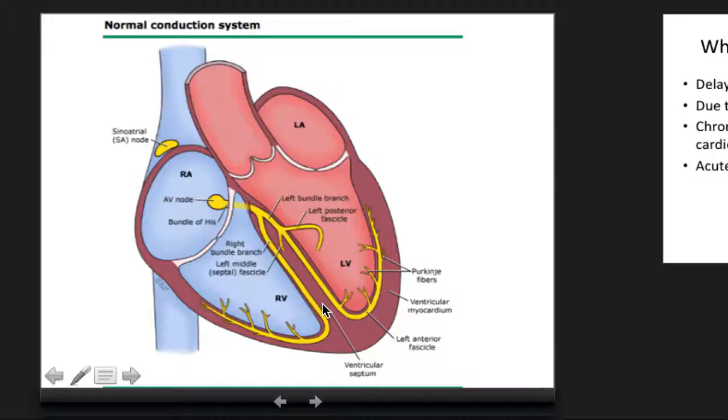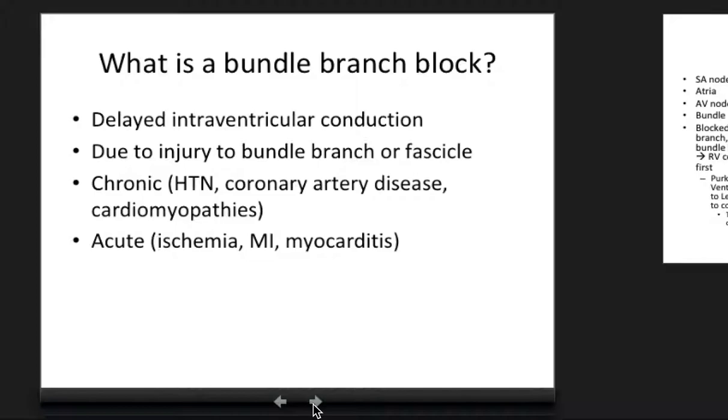This is also reflected in the EKG. So remember, the septum is supplied by the left branch. So what's a bundle branch block? Bundle branch block is a delay in the interventricular conduction. It's typically due to injury to the bundle branch or the fascicle. Chronic conditions can cause a bundle branch block. This includes hypertension, coronary artery disease, or cardiomyopathies because it can cause remodeling of the heart muscle itself. Acute causes include ischemia, myocardial infarction, or myocarditis.